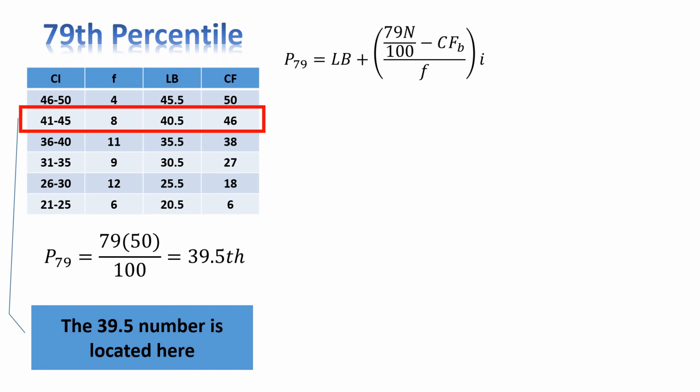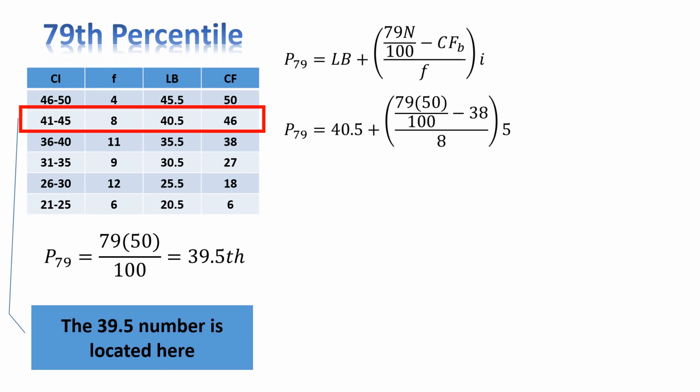Saan naman makukuha yung frequency? Dito kung saan ka nag-interpolate. And then, saan ko naman makikita yung cumulative frequency below? Ang kailangan natin ay nasa baba kung saan ka nag-interpolate. So, 38 yung gagamitin natin. Okay, let's proceed with the formula. So, substitute na natin yung lahat ng given. So, 40.5 plus 79 times 50 over 100 minus 38 divided by 8 times 5.